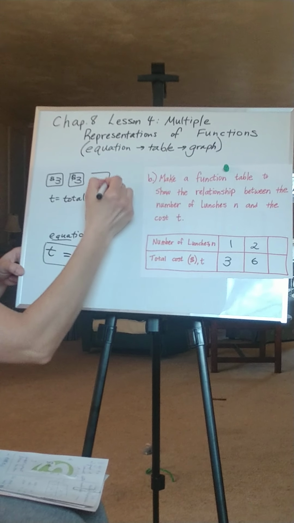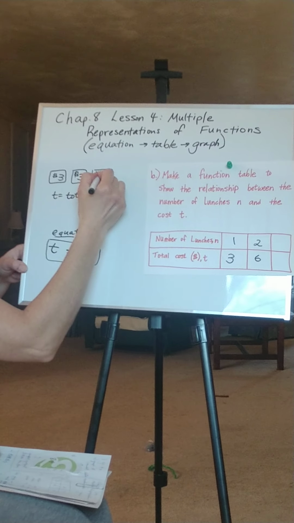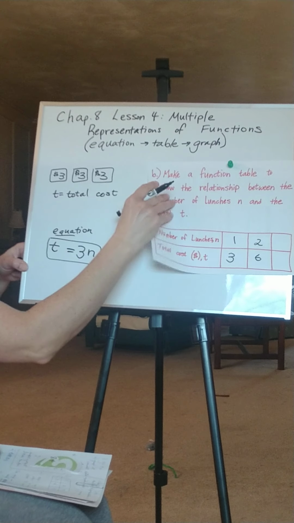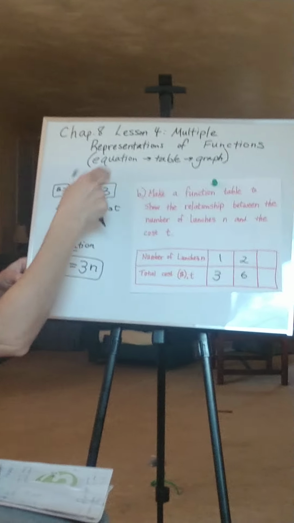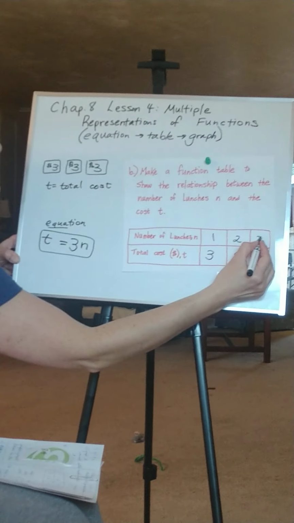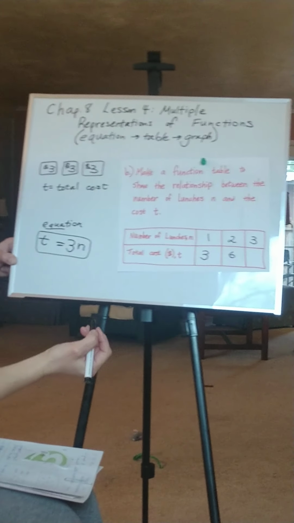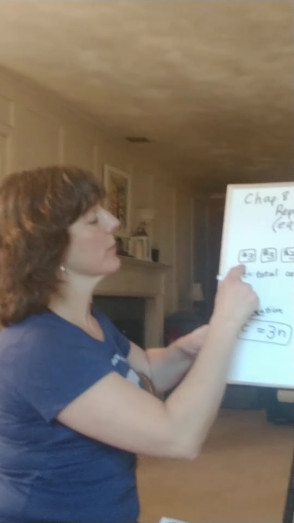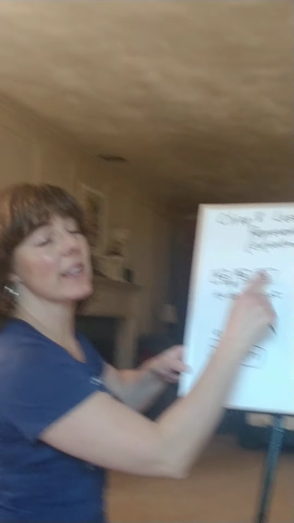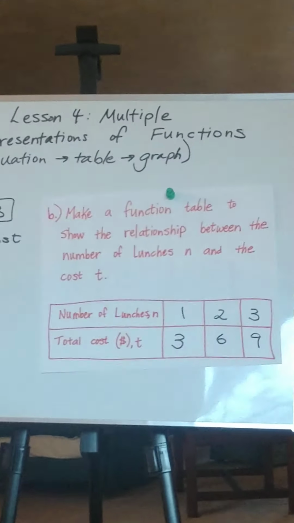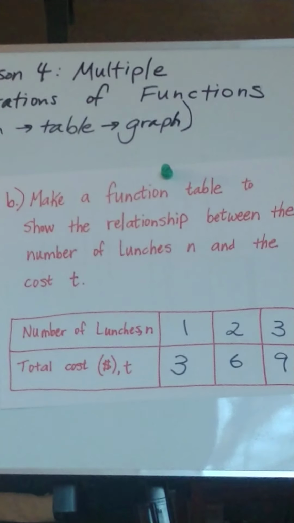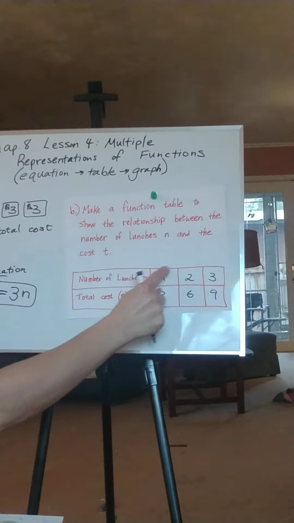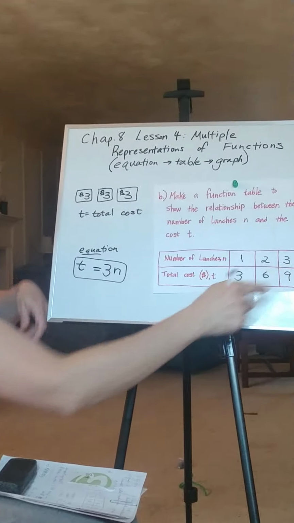What if we had 3 lunches? So now N equals 3. What would that total cost be? $3, $6, $9. $9. So as you can see, we took our equation, T equals 3N, and we now made a table to show that relationship.